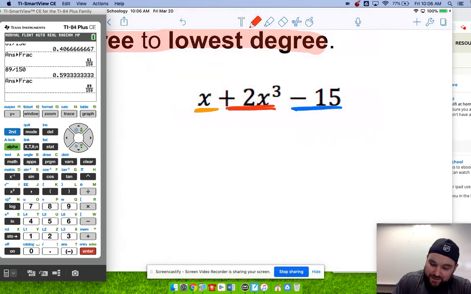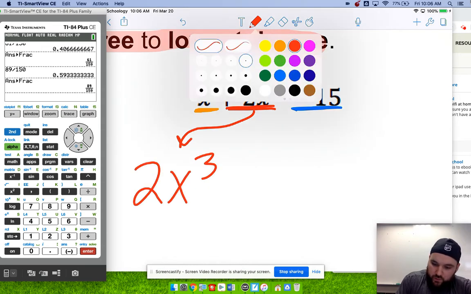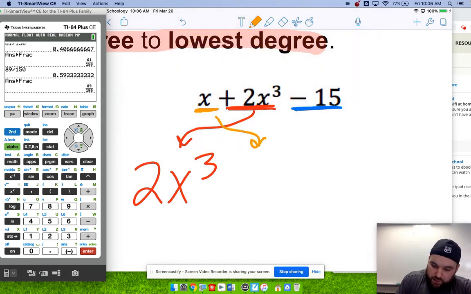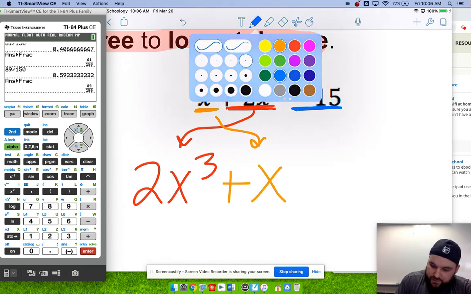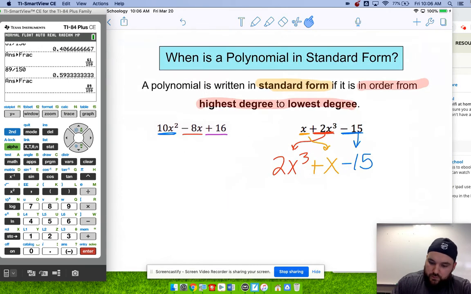Because this 2x to the third has the power 3, that gets to go first in standard form. Okay. Then I bring plus x, because that's x to the first power. And then finally, I end with -15, because it does not have a variable. Okay, that's what we call standard form. So think of it as rearranging. Biggest power first, down to lowest power, aka just plain numbers.